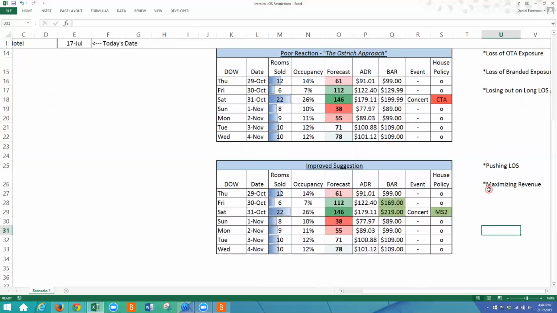So this has kind of been a crash course on length of stay. It's definitely a super powerful tool, especially if you have any dates that are forecasting above your hotel supply.